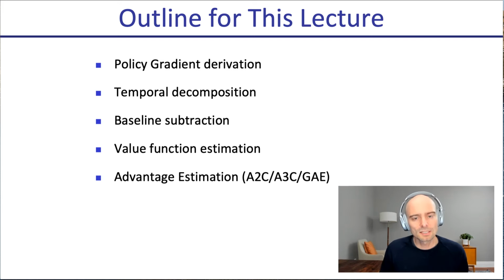We'll look at the basic derivation, then we'll make it take advantage of temporal decomposition to be more data efficient. Then we'll look at baseline subtraction, which will reduce the variance of our policy gradient method. And then we'll look at value function estimation, which can further reduce variance. And then we'll look at advantage estimation as a way to further improve our policy gradient method and actually start bringing it quite close to actor-critic methods, and it's kind of a fuzzy boundary. You might already call them actor-critic methods once we do that.